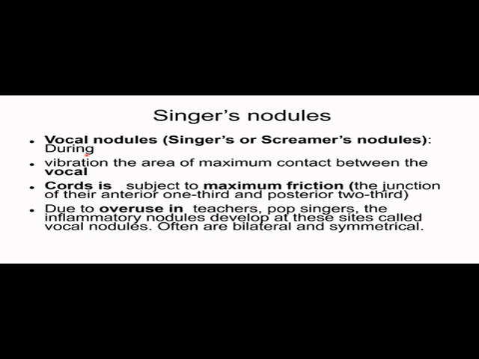in cases when the person is overusing the larynx, like in cases of teachers or pop singers. Again and again they are talking without a break. What happens? There is friction, there is irritation, and there is overuse. Because of this overuse, there appear bilateral and symmetrical nodules over these vocal cords.